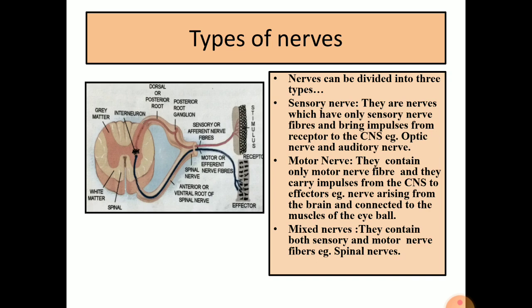Mixed nerves. They contain both sensory as well as motor nerve fibers. You can see in the diagram sensory as well as motor nerve fibers. All spinal nerves are mixed nerves, which means nerves which have both sensory as well as motor nerve fibers.